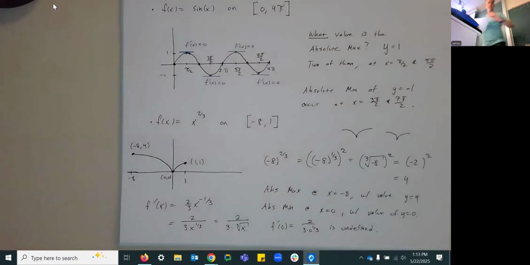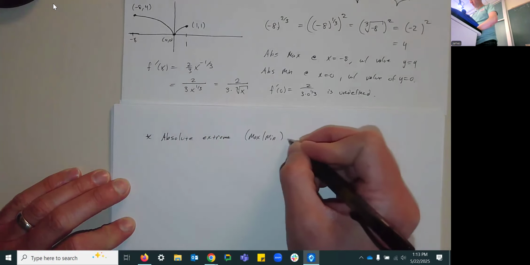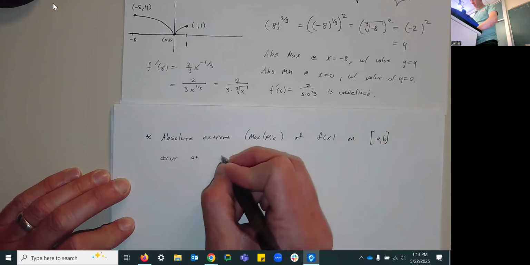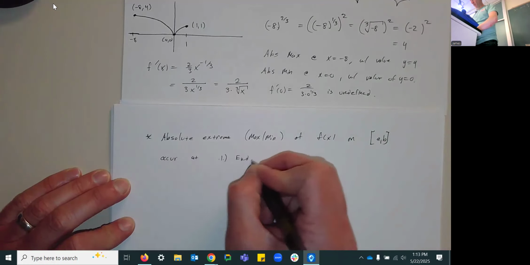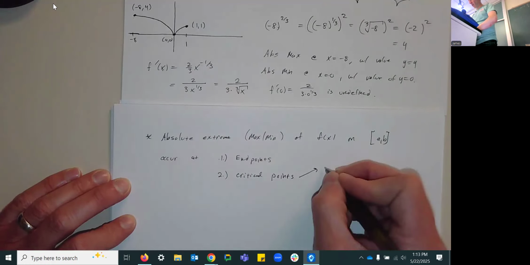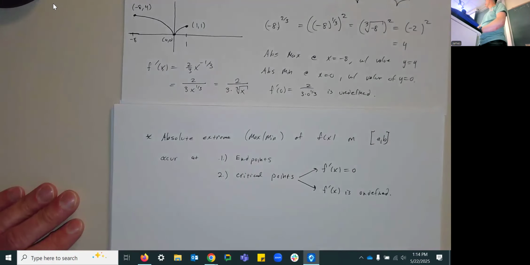So let me write out the words. Absolute extrema, which are just maxima or minima of f of x on a closed interval, occur at either endpoints or critical points. And critical points are where either the derivative is equal to 0 or the derivative is undefined. Those are the critical points.